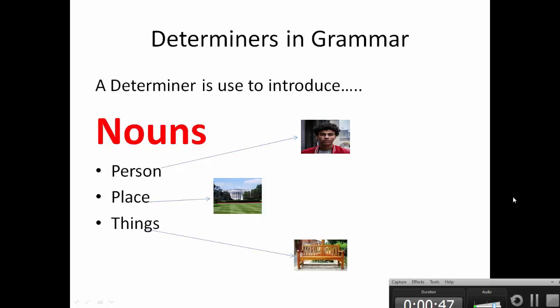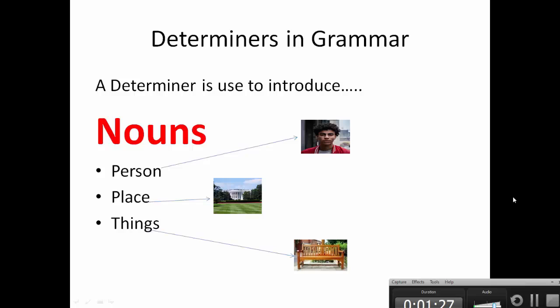Let's take a quick look at what exactly is a determiner. A determiner is used to introduce nouns. We know from basic grammar classes that a noun is a person. We know that a noun is a place. And we also know that nouns are things. A noun is a person, place, or thing.